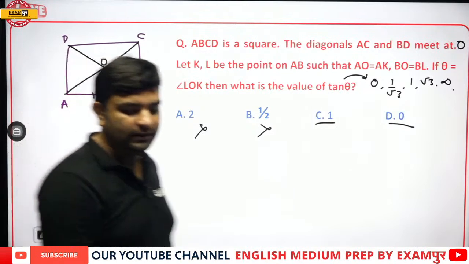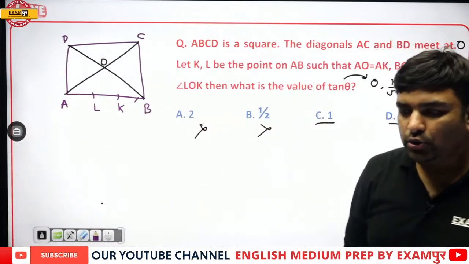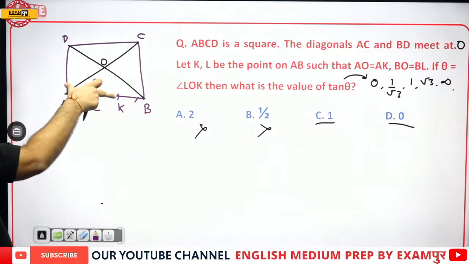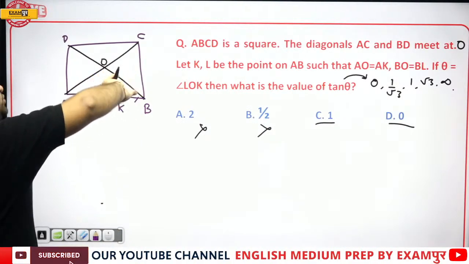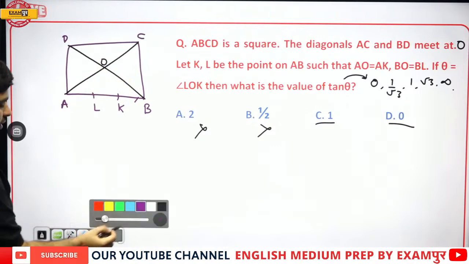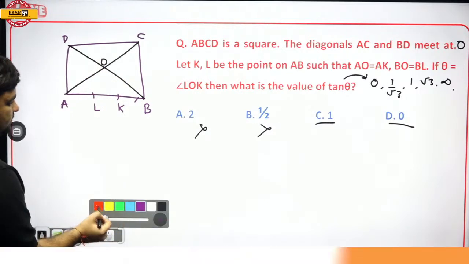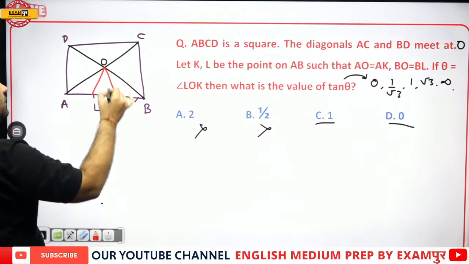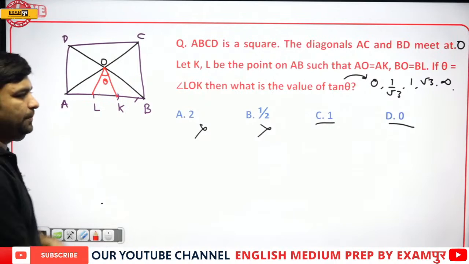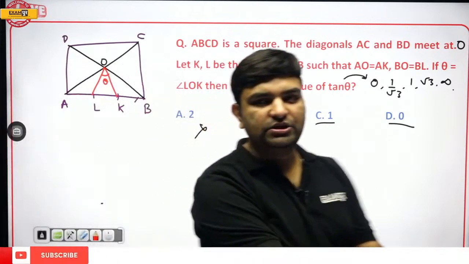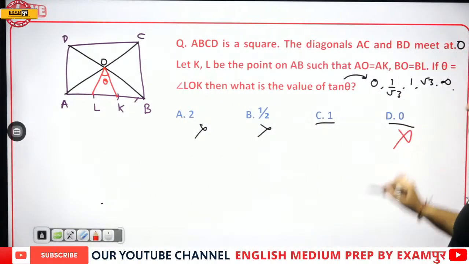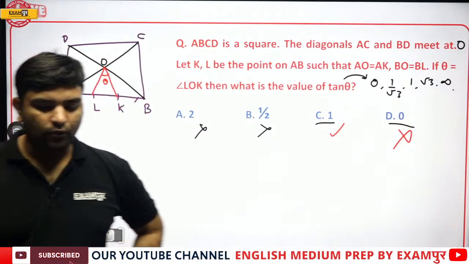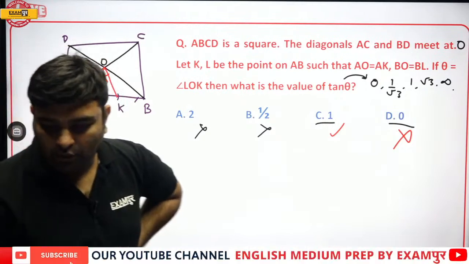The figure is going to look like this. AO is this much, so I take K over here. What is the angle? The angle is theta. Obviously, it's not looking like 0. This would be the answer. However, we will find it out as well. Okay?